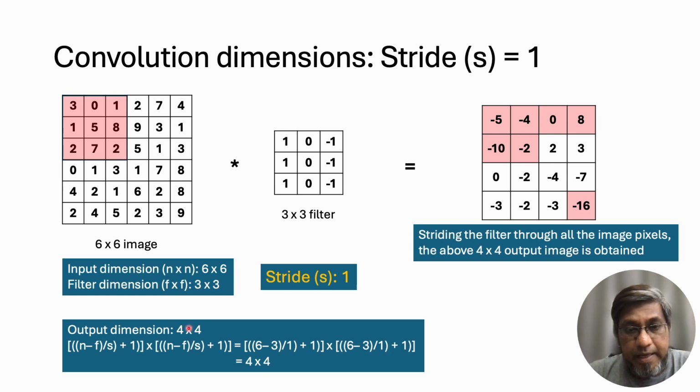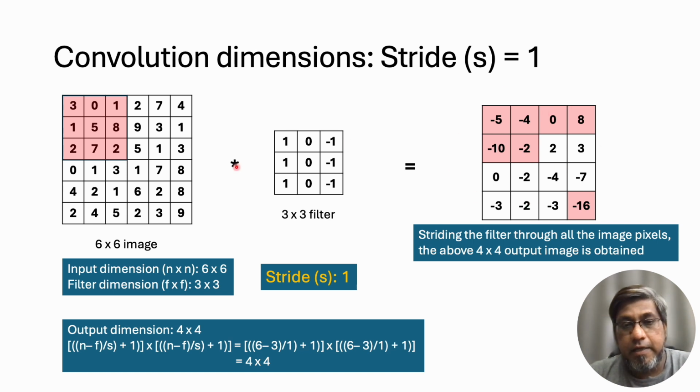And the output dimension is given by this expression, which is (n minus f) divided by s, plus 1. So n in this case is 6. So it's 6 minus 3, divided by the stride value, which is 1. So 6 minus 3 is 3, divided by 1 is 3, plus 1. So 3 plus 1 is 4. So we get the width as 4, and the height is also given by the same expression. So we get an output of size 4x4.